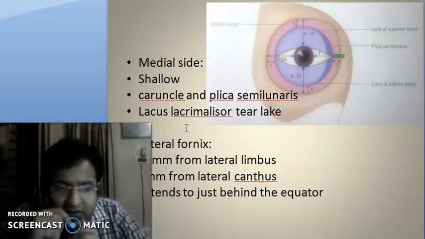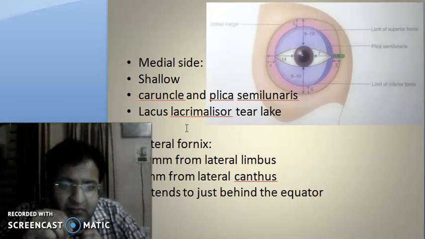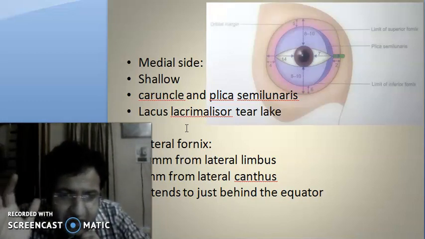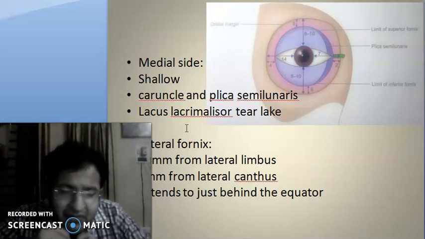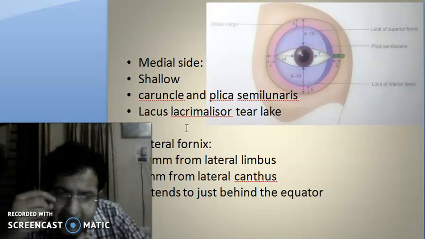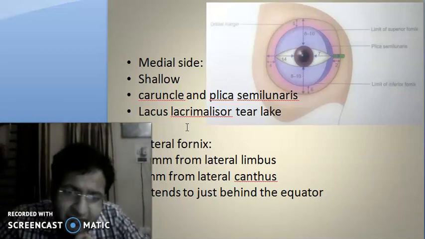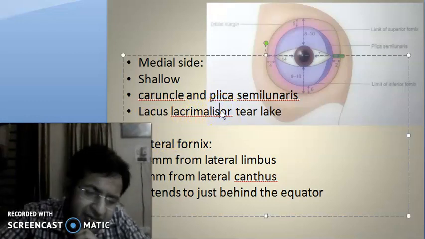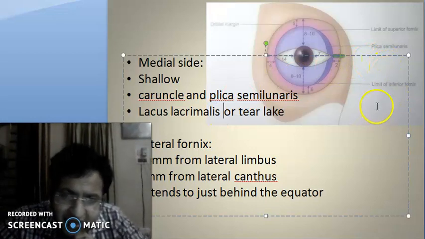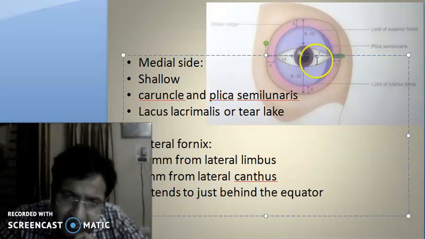What is the medial fornix? The medial fornix is very shallow and not a deep cul-de-sac. It is just shallow, and it has two structures, the caruncle and the plica semilunaris. And there is a collection of the tear film here in the form of lacus lacrimalis, known as the tear lake. Here the tears collect, and it is known as the tear lake or the lacus lacrimalis.